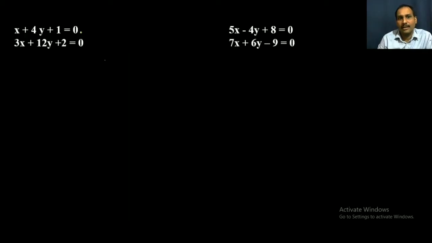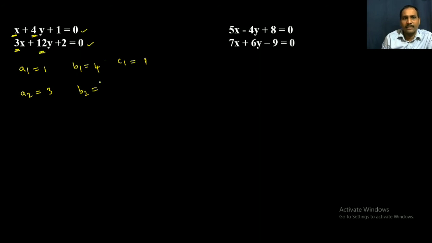Standard form or not? So yes, they are in the form of ax plus by plus c equal to 0. Let us find out what is a1, b1 and c1. So a1 is the coefficient of x, that is 1. b1 is the coefficient of y, that is 4. c1 is the constant term in the first equation, that is 1. Then a2 is the coefficient of x, that is 3. b2 is the coefficient of y, that is 12. c2 is the constant term in the second equation, that is 2.